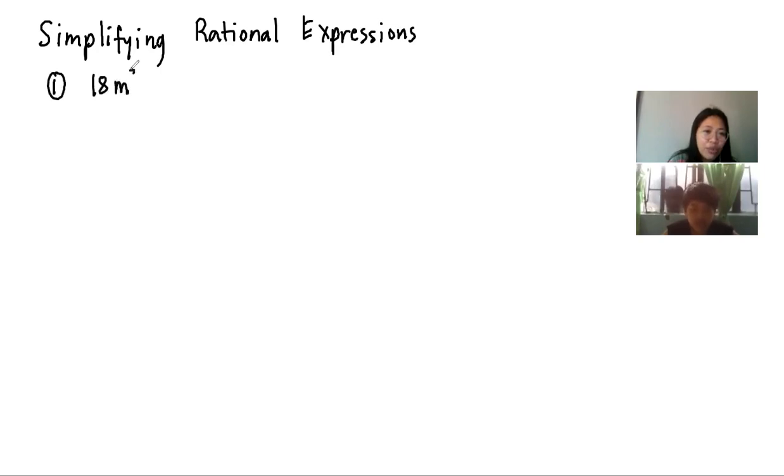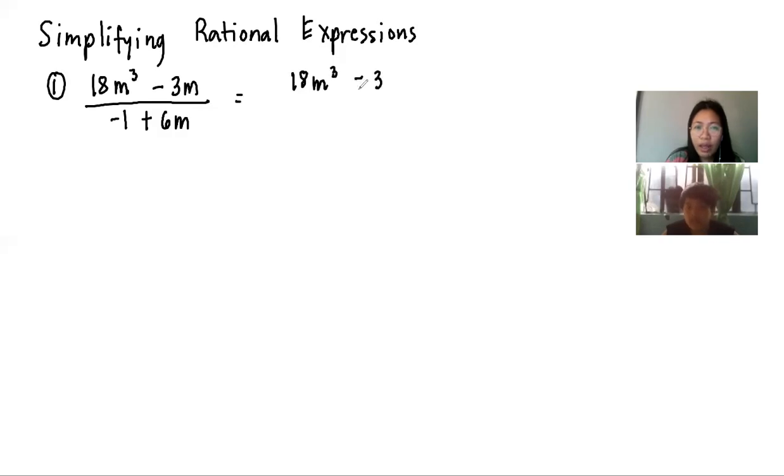18m cubed minus 3m over -1 plus 6m. Okay? First one, we need to compose the following. We need to interchange this one. So, magiging 18m cubed minus 3m over 6m minus 1.